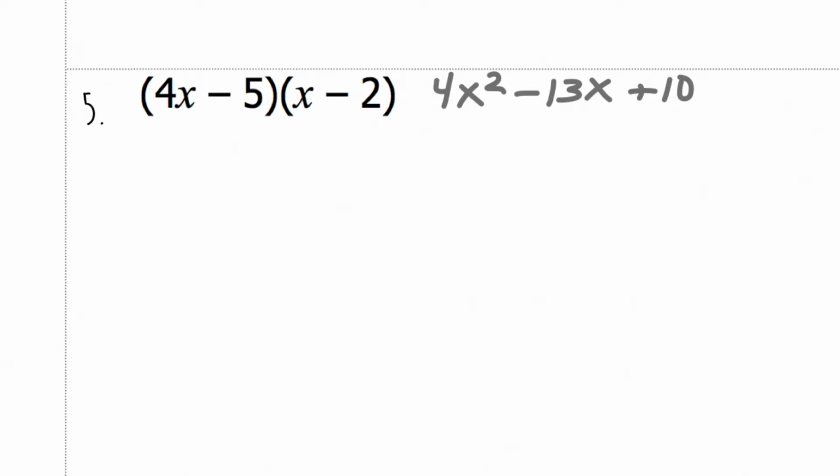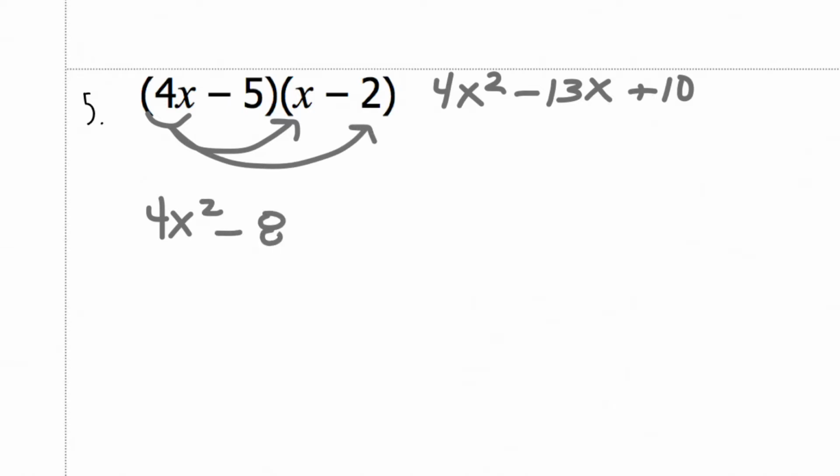So first off, again, doing FOIL, I'm going to start with the first item. 4x times x is 4x squared. 4x times a negative 2 is negative 8x. Okay, looking at the second item, negative 5 times x gives us negative 5x, and negative 5 times negative 2 gives us a positive 10.